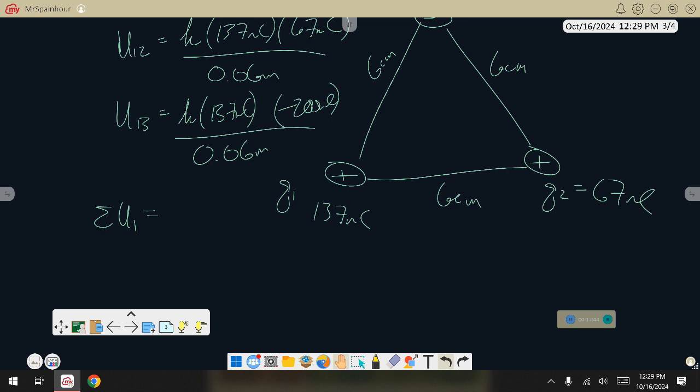What do you got? What's the total? Negative 2.7. Negative what? Negative 2.7 times 10 to the negative 15th.